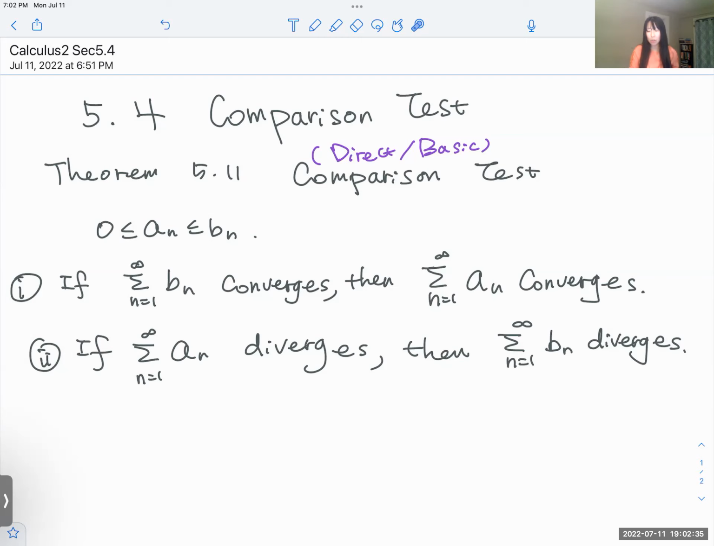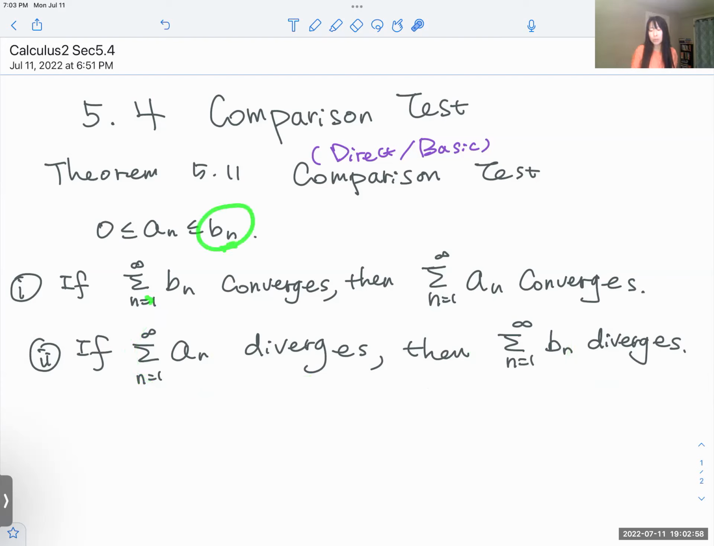All right, then the second part. I did not follow the book's way because it's a little bit confusing. So look, we have the same order, b sub n is greater than a sub n, okay? If the series of a sub n diverges, then the series of b sub n diverges as well, okay? This is how I remember.